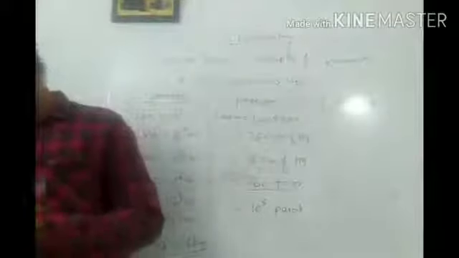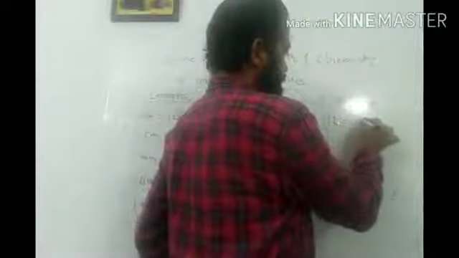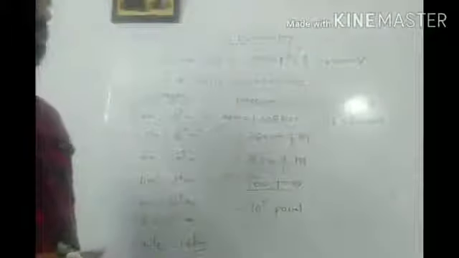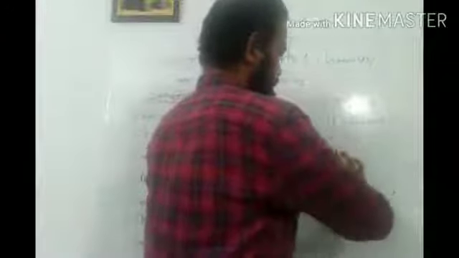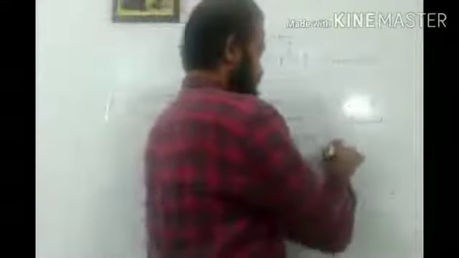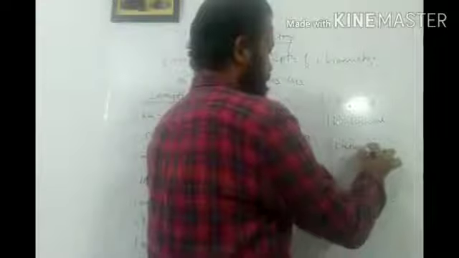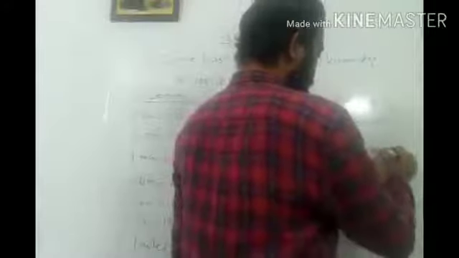Then we will see units of volume. The most common unit is 1 liter, which is 1000 ml, and mostly it is used. Then we can say 1 liter atmosphere is equal to 101.32 joules. This is a most important unit.